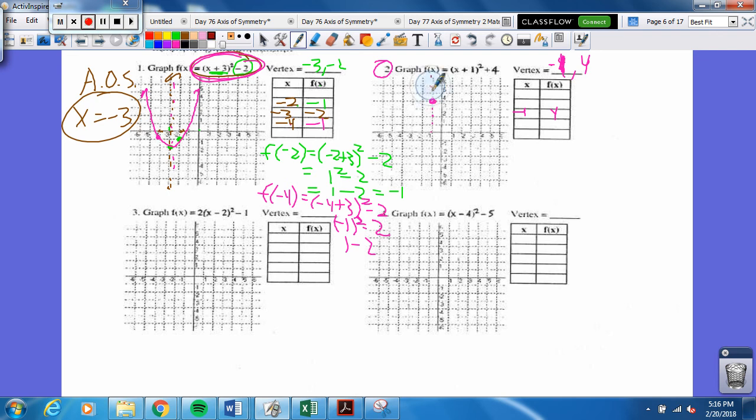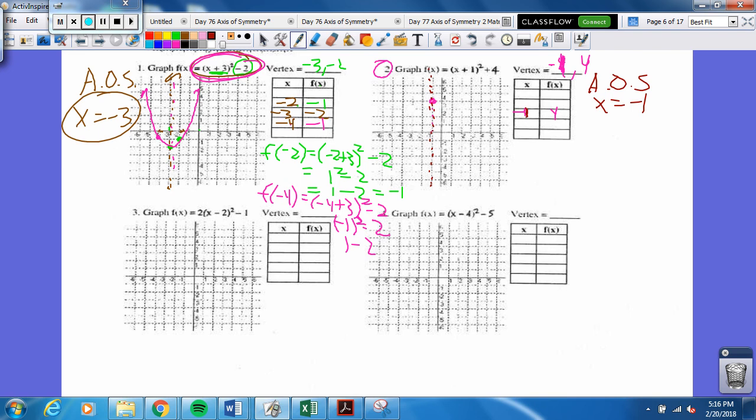That's a little extra, but we're always practicing, always incorporating everything. So axis of symmetry is x equals negative 1 right there. Straight down here on x equals negative 1. Okay, so how do I find my other 2 points?